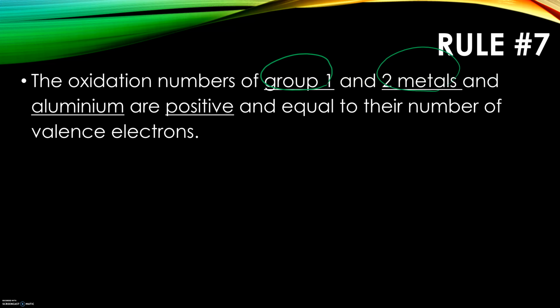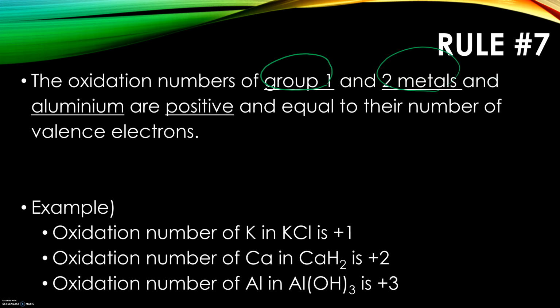And then group 2 metals like magnesium, calcium, strontium, barium, beryllium, etc., those will always keep a +2 charge. And we have one additional one. Aluminium will always keep its oxidation number of +3. All right, so this kind of makes it easier for us to keep track of certain things in terms of assigning oxidation numbers. All right, so let's look at Rule 8.